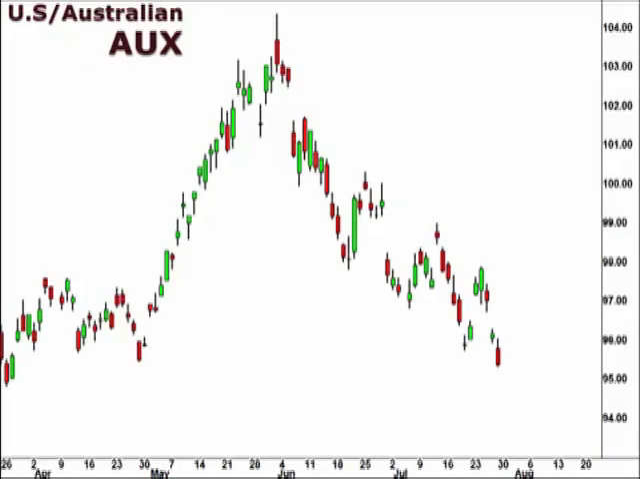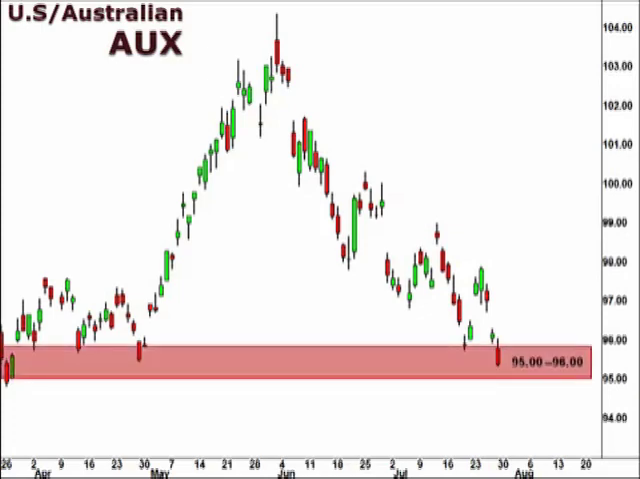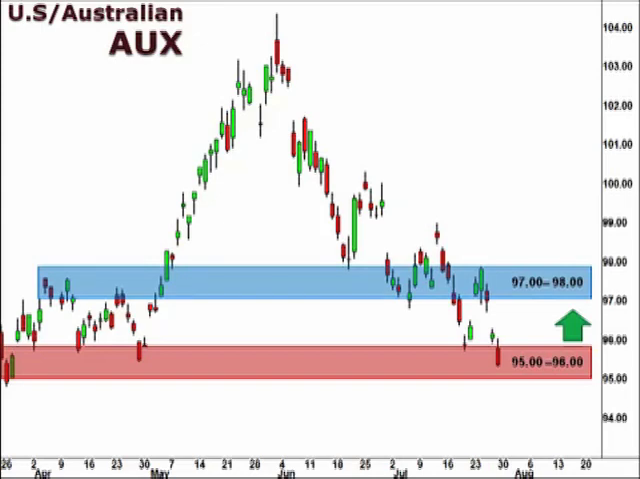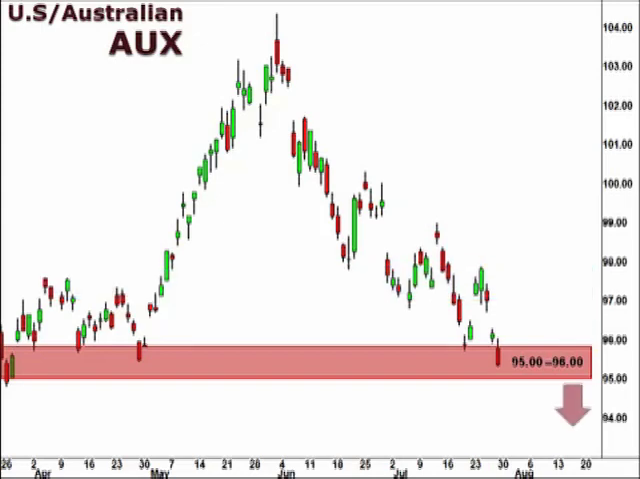Let's take a look at the AUX, the US dollar versus the Australian dollar. Well, the AUX is testing deeper within the 95-96 support level. We expect this level to hold as support, which lends credibility to a test of this 97-98 focal zone. A break below 95 opens the window for a tradable move lower.